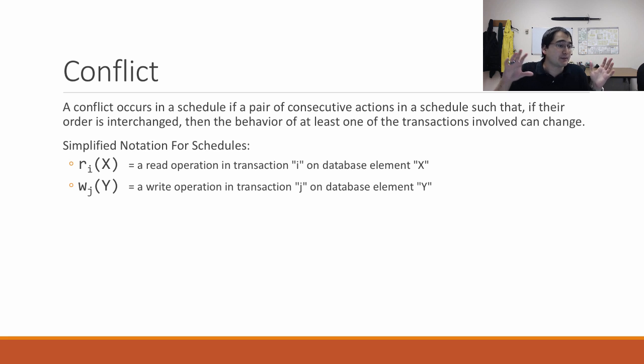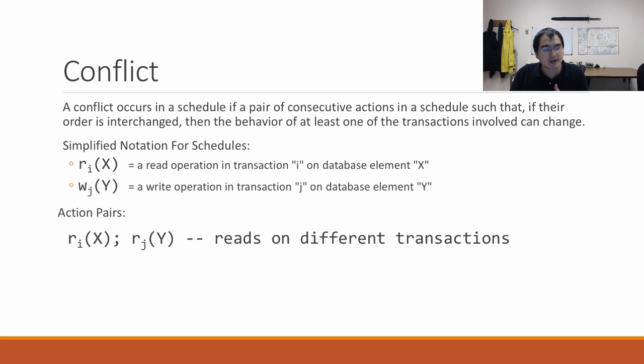If I say W_J(Y), it means I'm trying to do a write operation in transaction J on database element Y, which in this case, because X and Y are different, means I'm reading from one element and writing to another. The other bit of notation is what are called action pairs. I'm going to just say one action, semicolon, another action. So for instance, in this action pair, I'm reading in transaction I from element X, and then I'm also reading in transaction J element Y.